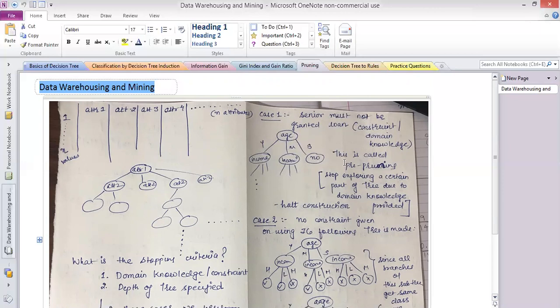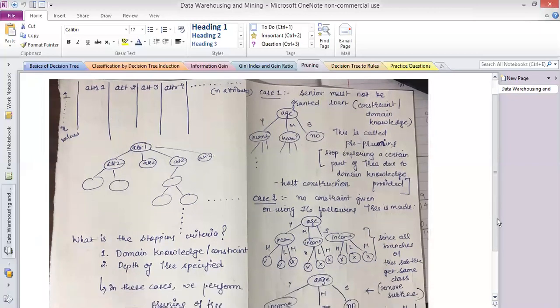This process is called pre-pruning, where you are not even trying to explore what the data set is saying for income low, income medium and income high. You straight away put up a no here. You stop exploring a certain part of a tree due to the domain knowledge provided, which basically means you are halting the construction of a certain part of the tree. This process is called pre-pruning of the tree, wherein while developing the tree, you halt the construction of a certain part due to a constraint provided to you.